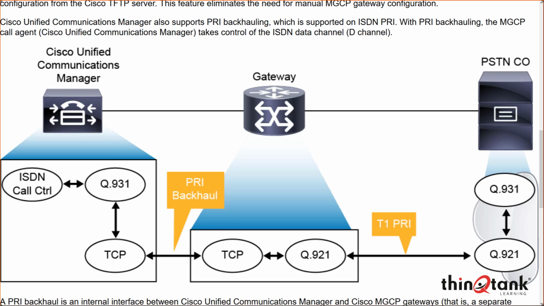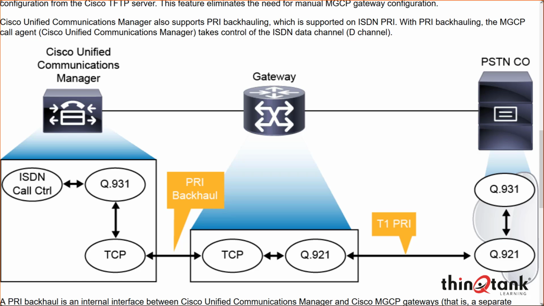With PRI backhauling, the MGCP gateway passes that ISDN D channel control. ISDN circuits are based on what we call B channels and D channels. A B channel is the bearer channel. Those are the DS0s that carry the audio. And then the D channel is the data channel, which is essentially responsible for the logical control of the channels themselves, the multiplexing, the seizing of the individual DS0s, and so on. So PRI backhaul is just a fancy way of saying that the gateway doesn't control Q931, call manager controls Q931.